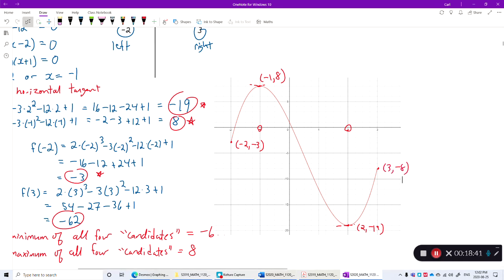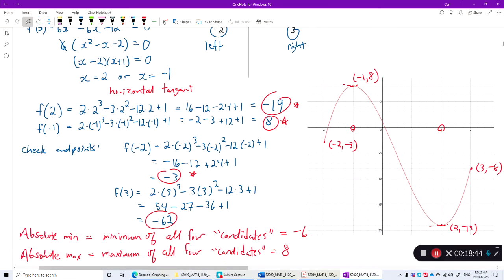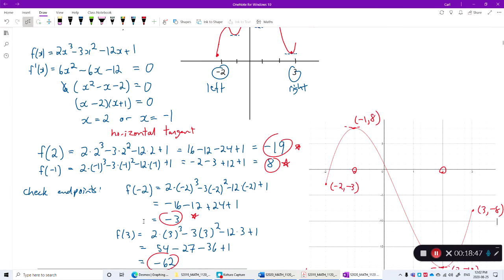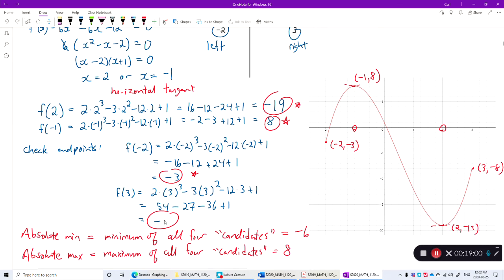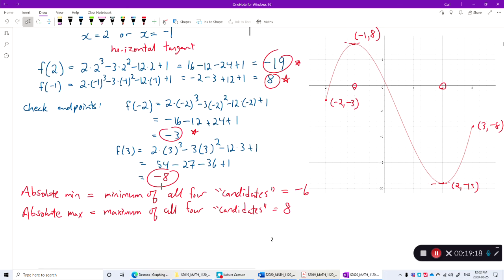So let's double check that. Okay, so I have 2 times 3 cubed minus 3 times 3 squared minus 36. Okay, I think I see what happened. So this should be 27 minus 36, which is minus 9, plus 1, minus 8. There we go. Okay, so now what?